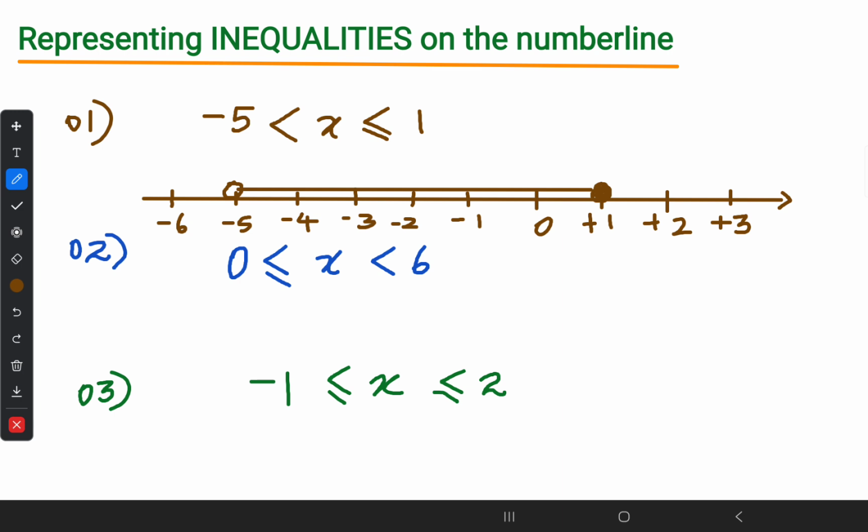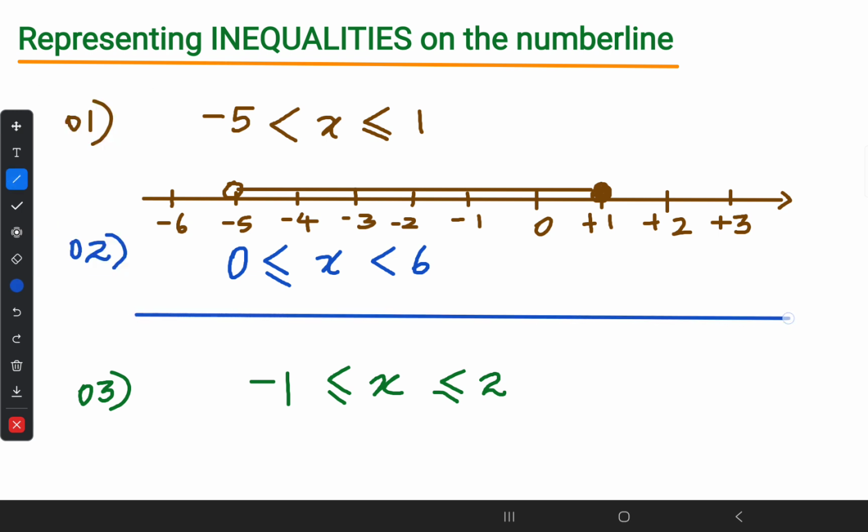You should denote the numerical values by using a circle. If the inequality has an equal mark, you should color it. If not, without coloring, you can complete your task. Likewise, let's try question number 2 here.